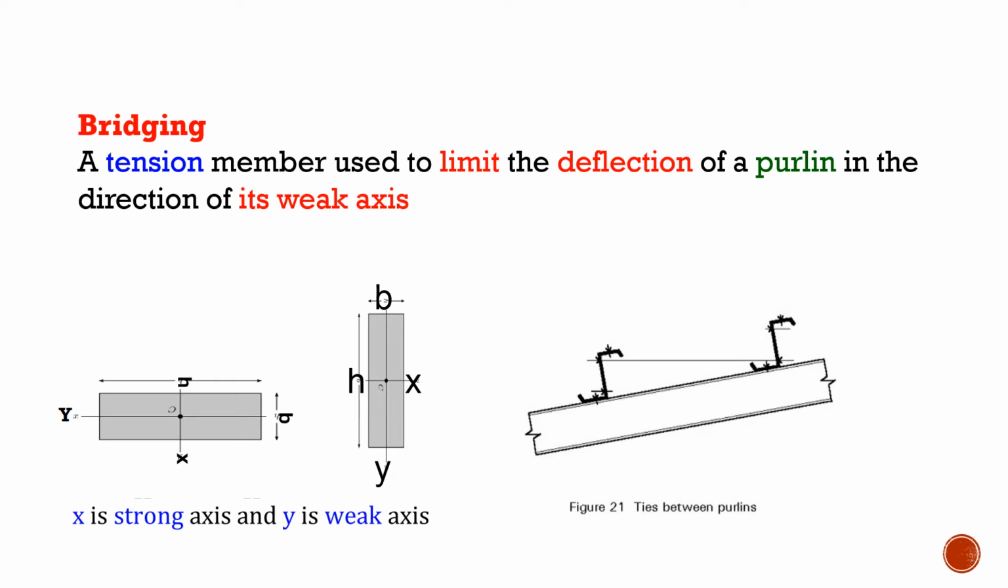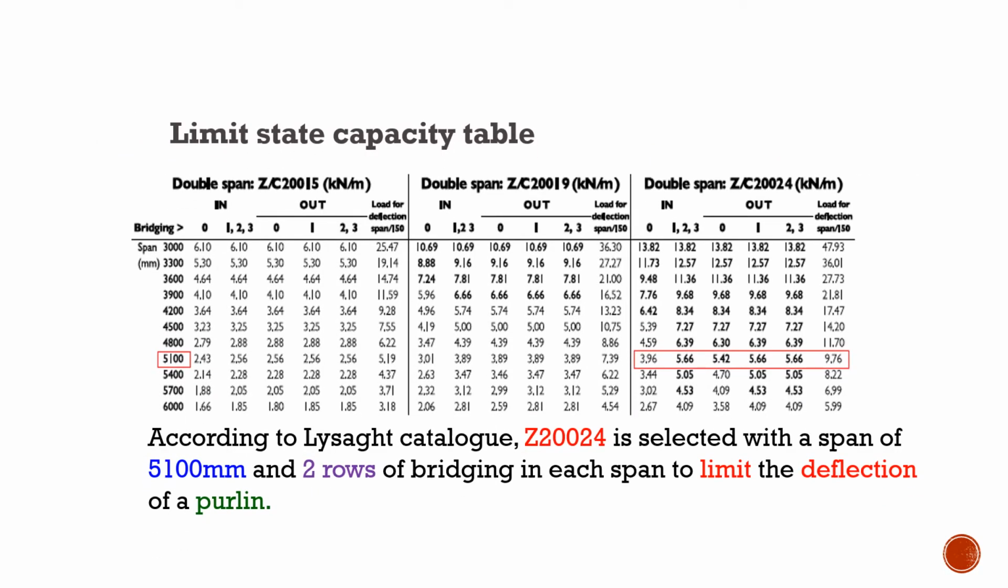Bridging is a tension member used to limit the deflection of a purlin in the direction of its weak axis. As the picture shows, X is the strong axis and Y is the weak axis. According to the capacity table, Z224 is selected with 2 rows of bridging in each span to limit the deflection of a purlin.